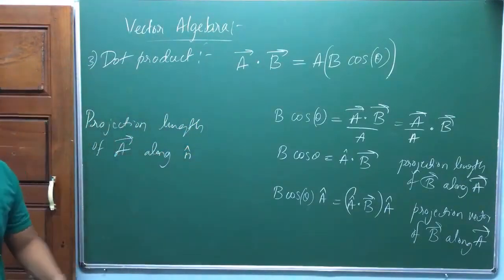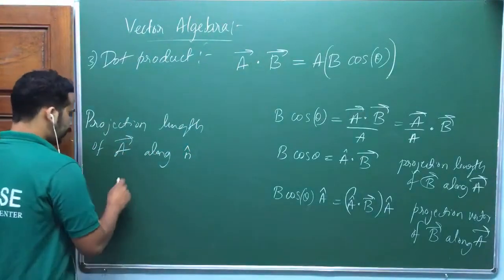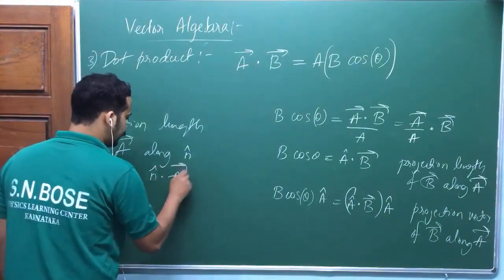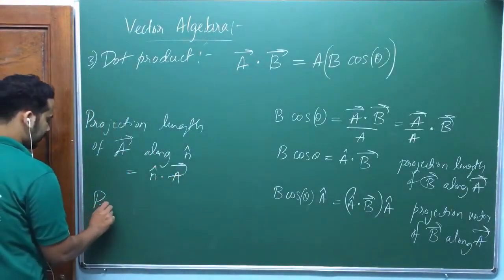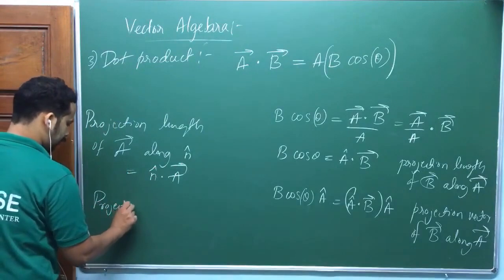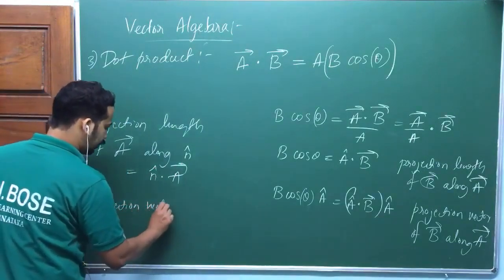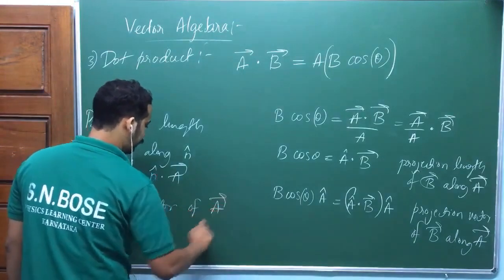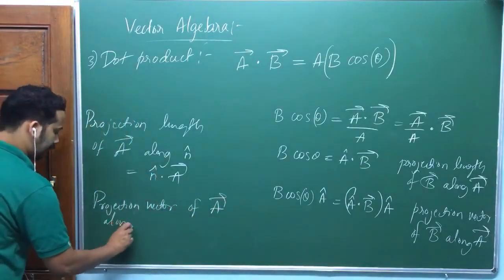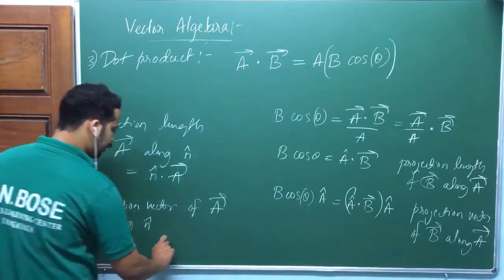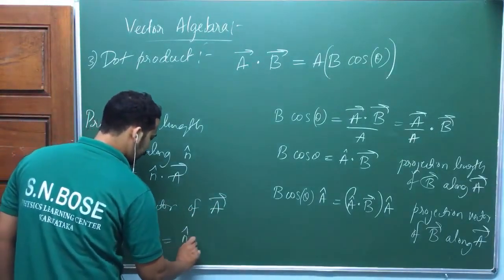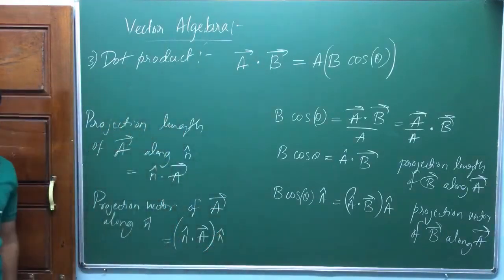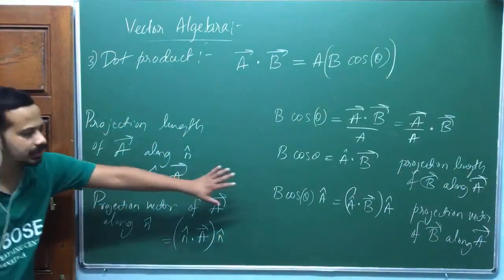Can I say like this? So that is equal to n cap dot A, isn't it? Projection vector, or vector projection of A along n cap, that you are going to write like this: n cap dot vector A, n cap. Can you grab this idea? I'm just generalizing this idea.